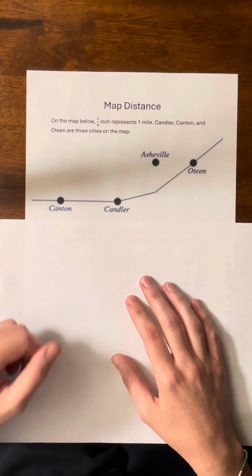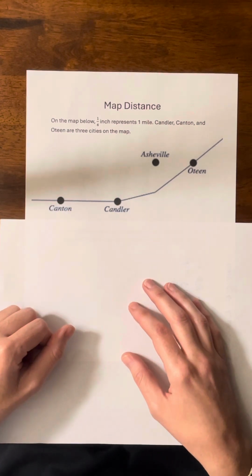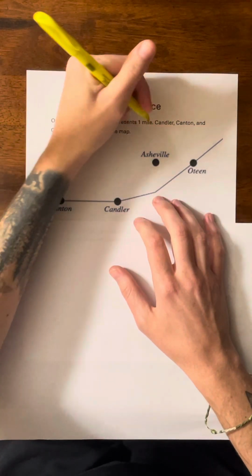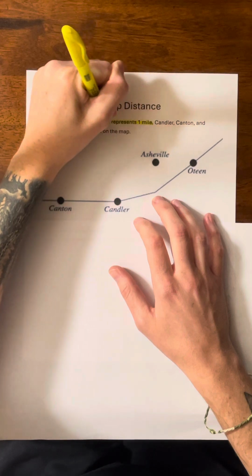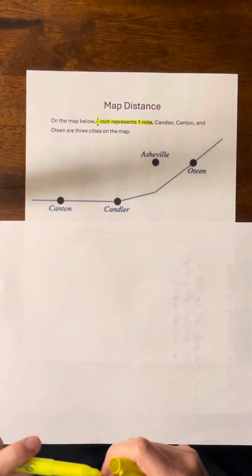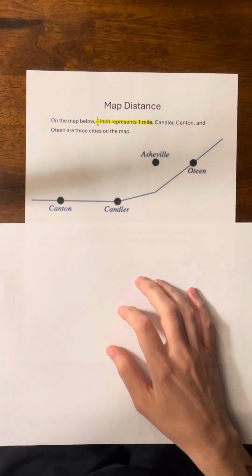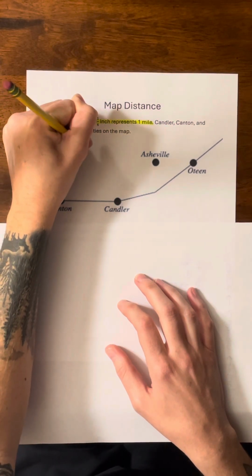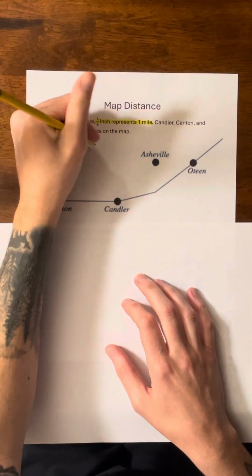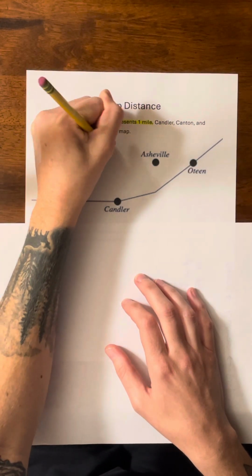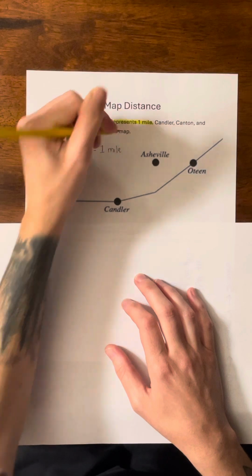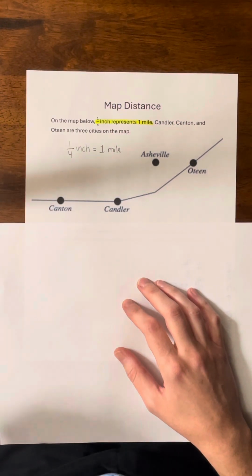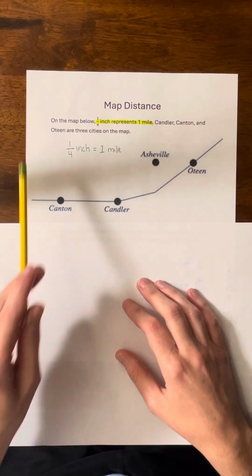So just from the information they gave us up here, we already know what our scale is going to be. So what is our scale? Looking at the information at the top. Here's our scale right here. 1/4 inch represents 1 mile. And what that means is that 1/4 inch on the map is equal to 1 mile in real distance.